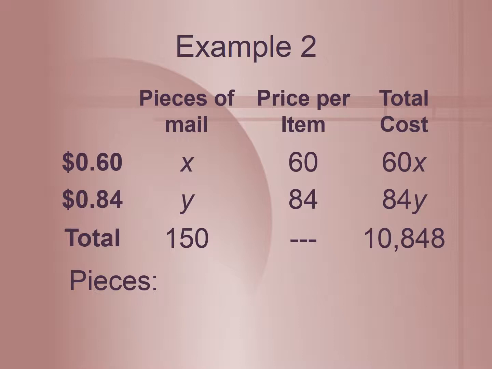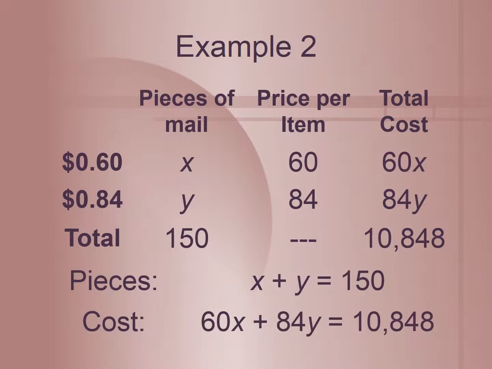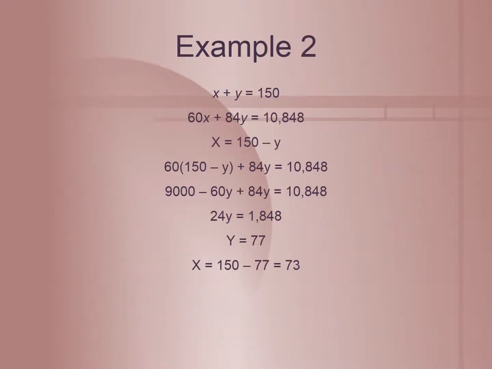Okay, our first equation is the pieces of mail. We know that they add up to 150. So X plus Y equals 150. We also know the total cost. So that gives us another equation. 60X plus 84Y has to add up to 10,848. Our two equations.